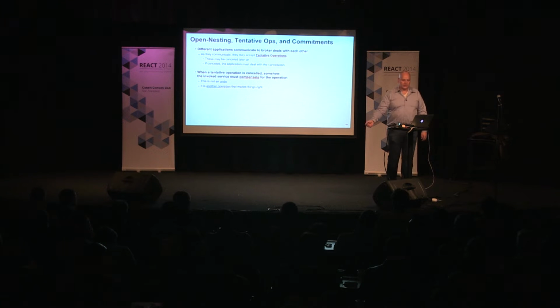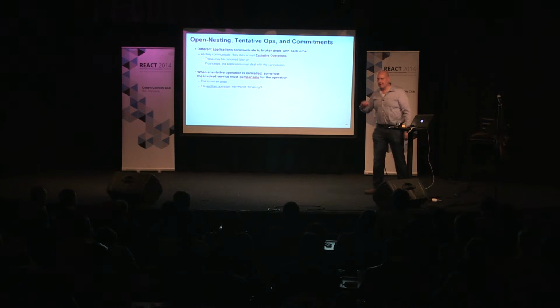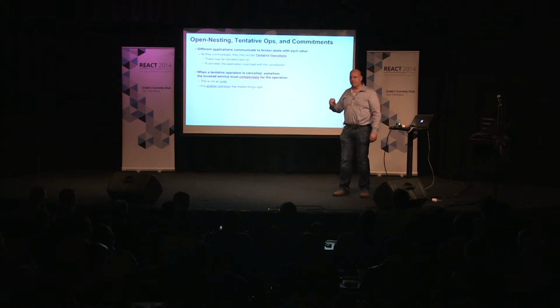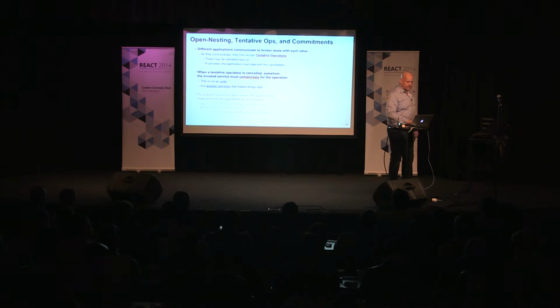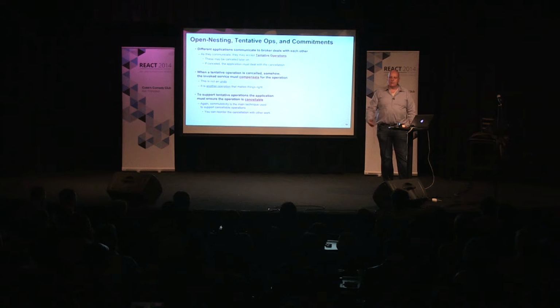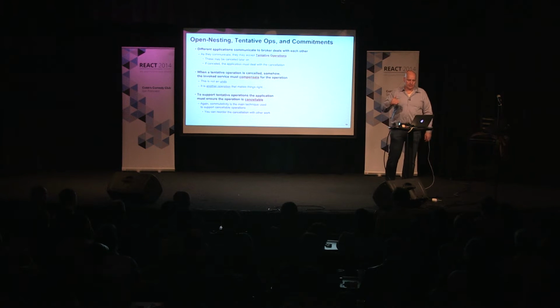When a tentative operation is canceled, somehow the invoked service has to compensate. It can't undo. Everything's been unlocked. It has to compensate by doing another forward operation that makes things right. To support tentative operations, the application has to ensure that they're cancelable. And the main trick here is commutativity. You can reorder the cancellations with each other's work. And sometimes you can let the other party see some effects.